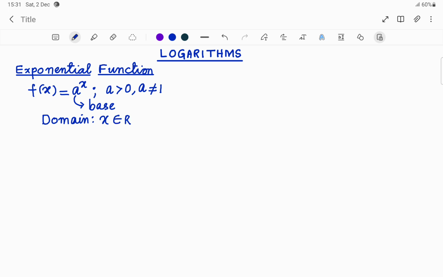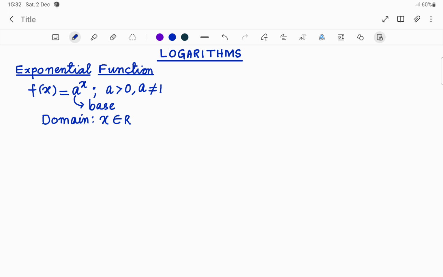X value can be any real number. The only thing is the base must be a positive quantity, and again, the base is not equal to 1. What is the reason? When the base value is 1, whatever may be the exponent, the output is always equal to 1. That is why when we are defining exponential functions, we don't consider base 1.